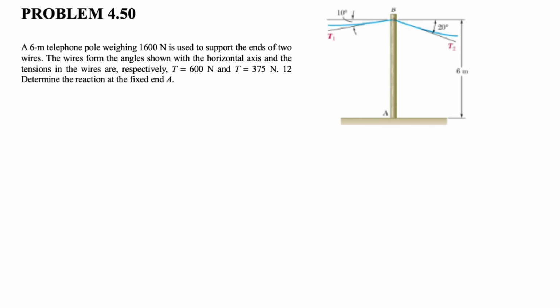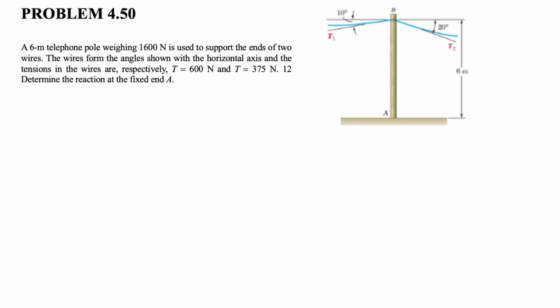Alright guys, welcome back. In today's video, we're going to be solving another question from chapter 4 of Johnston textbook, and we have this 6-meter telephone pole weighing 1600 Newton that is used to support the ends of two wires.